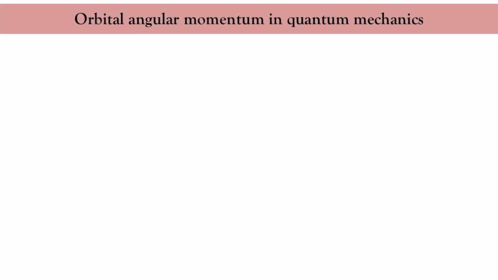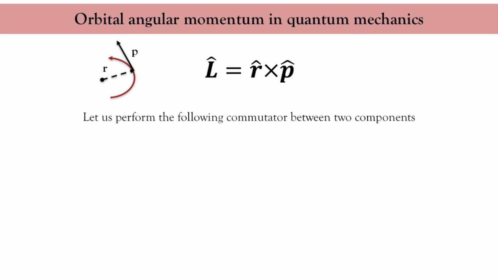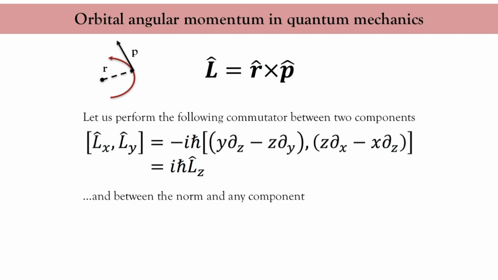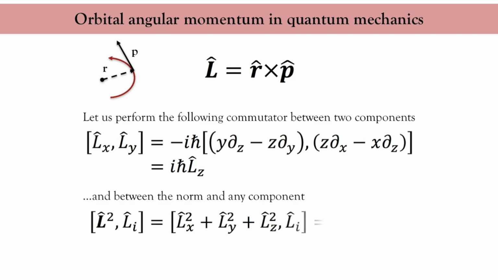The orbital angular momentum is a vector defined as the cross product between the position operator and the linear momentum operator. To better understand how the orbital operator works, we can compute the commutator between two different components. If we do that, for instance between the x and the y component, we obtain the z component with a factor i h bar in front. On the other hand, if I take any of the three components and perform the commutator with the square norm of the orbital vector, I get 0.